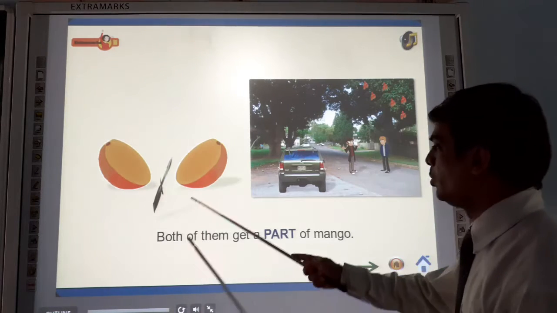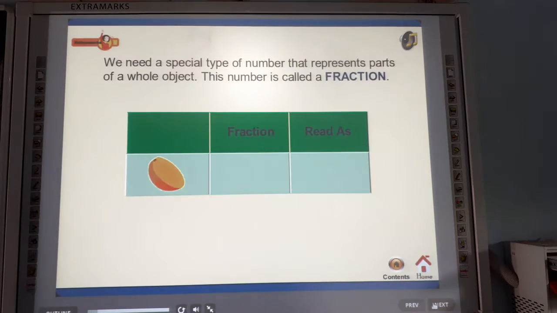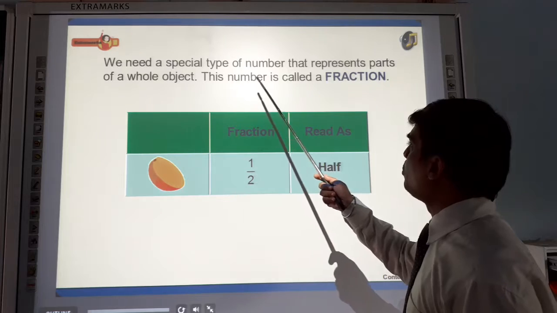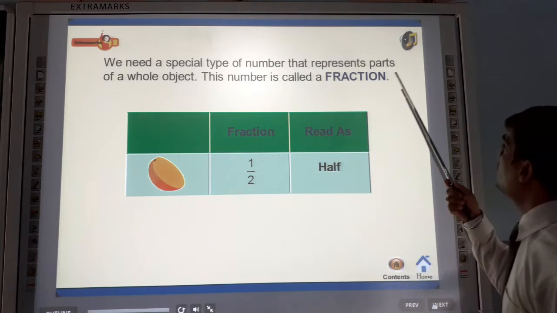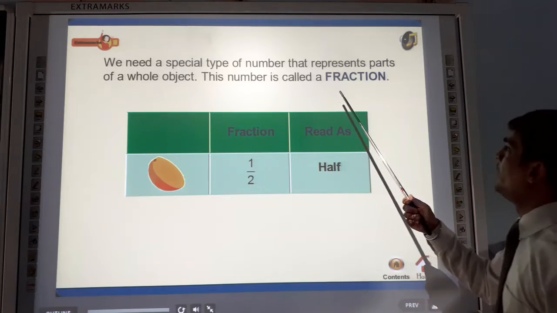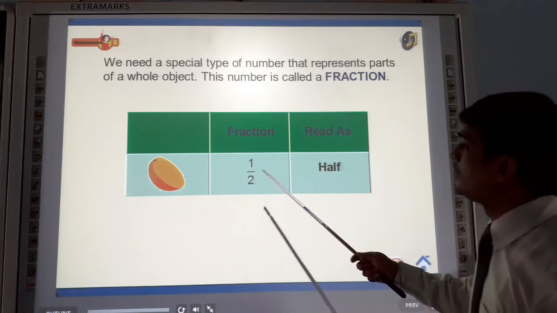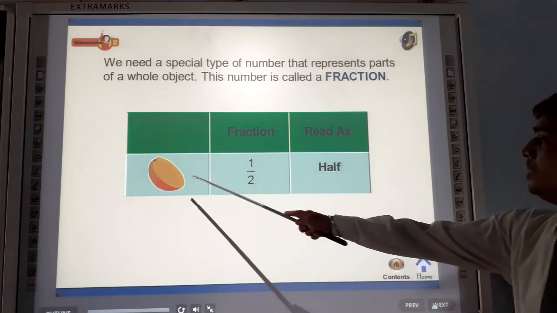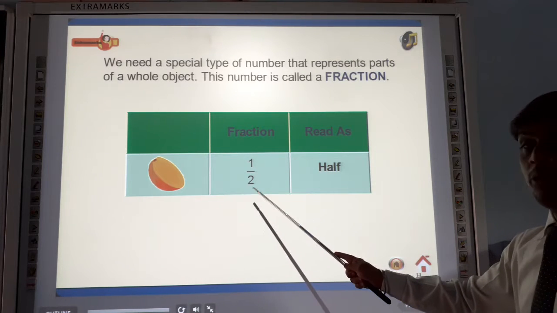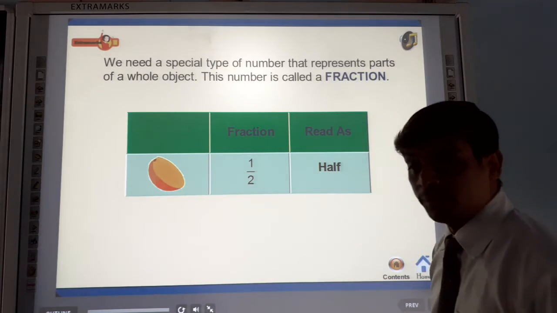Okay students, look at this. Now we need a special type of number that represents parts of a whole object. This number is called a fraction. Show the diagram. This is a mango. The fraction is 1 upon 2, read as half.